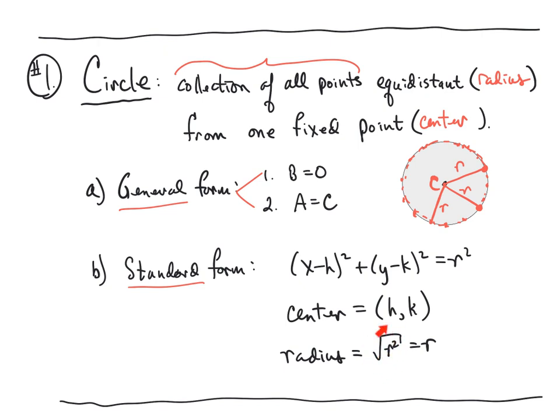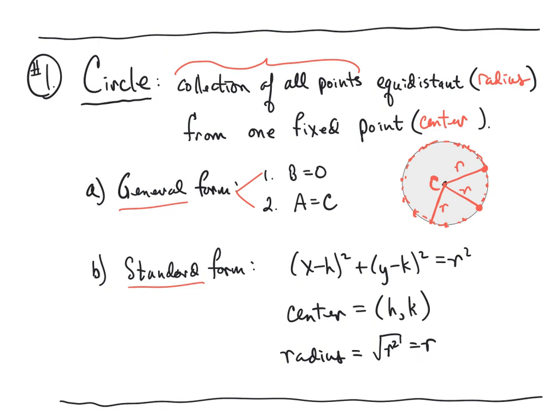Now I know this looks ridiculous, why would you bother writing that down? But it's a good thing to jot down because in the equation, the number on the right-hand side is not r, it's r squared. So anytime we want to calculate the radius, we have to take the square root of whatever number's on the right-hand side. So the square root of r squared, of course, is just plain old r.